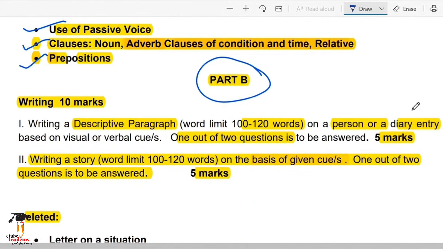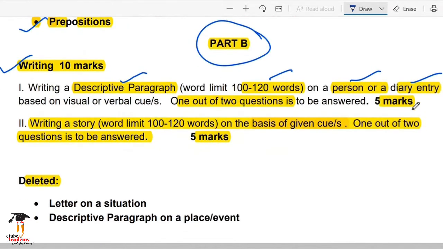What do we have in part B? The first question in part B will be related to the writing section. Here you can see a descriptive paragraph, and the word limit will be 100 to 120 words, and that paragraph will be given on any person, or it may be a kind of diary entry. So a paragraph or a diary entry can be given for question number 1 in the writing section, and this question will carry 5 marks.